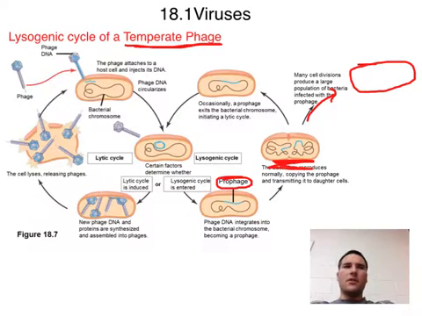And now we're going to get into some more specifics of what happens with animals, viruses that are in animals instead of within bacteria. And you know what, I think I'm just going to make a whole new lesson for that, for what the viruses do in animals.